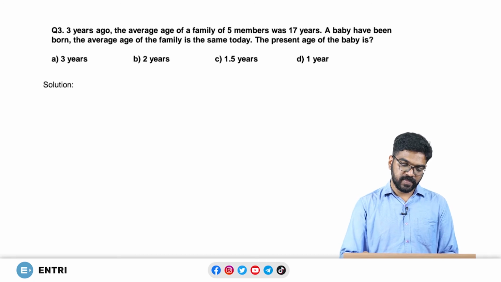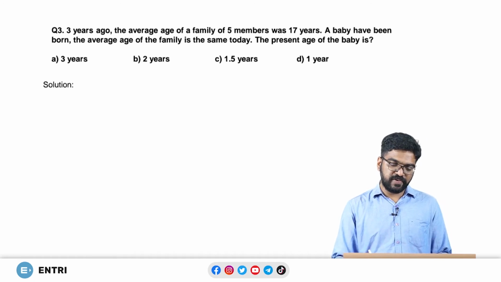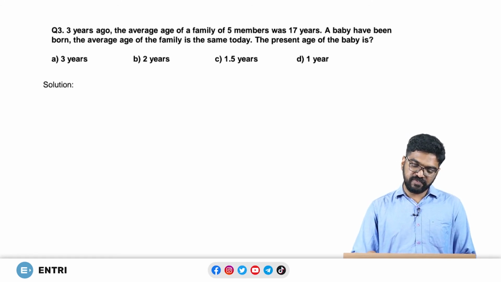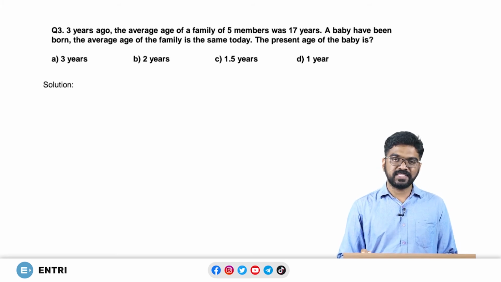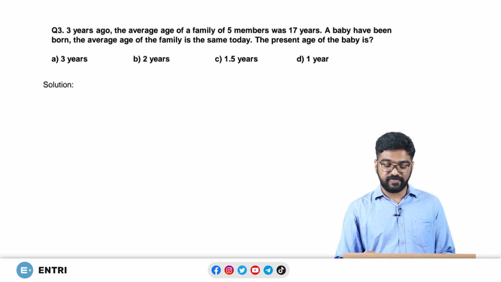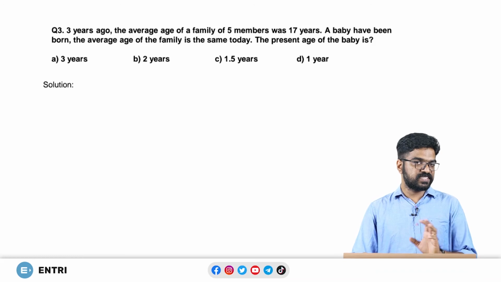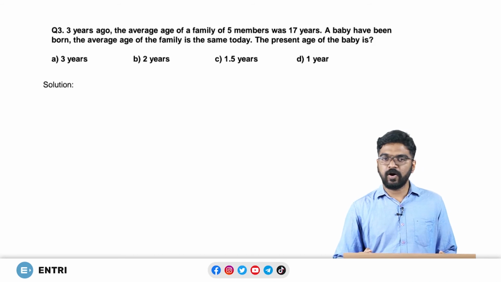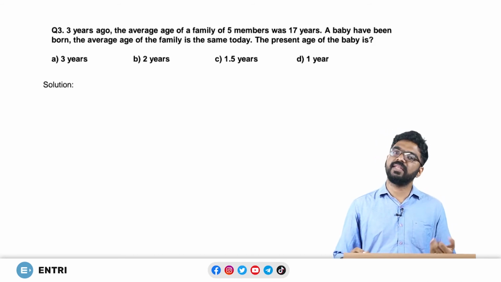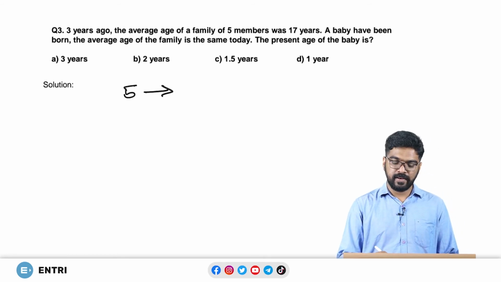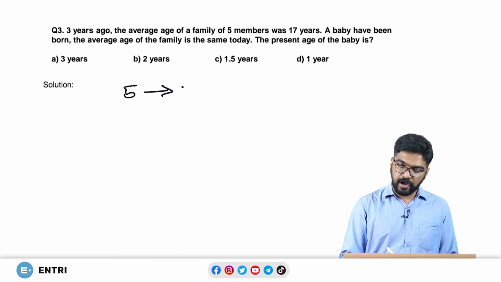The question number 3. 3 years ago, the average age of a family of 5 members was 17 years. A baby has been born. The average age of the family is the same today. The present age of the baby is? So what happened here? 3 years ago, the average age of the family of 5 members was 17. So right now, at present, what will be their average age? Obviously, each of those persons' age would have increased by 3. Hence, the average age of these 5 people at present should have been 3 more than 17, which is equal to 20.